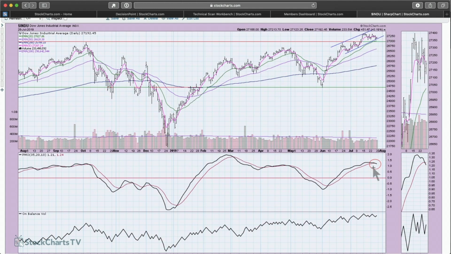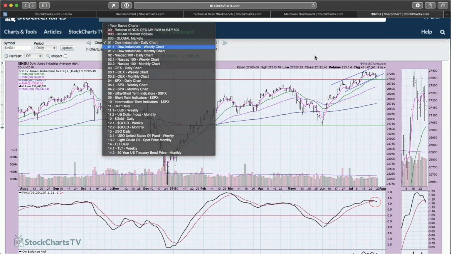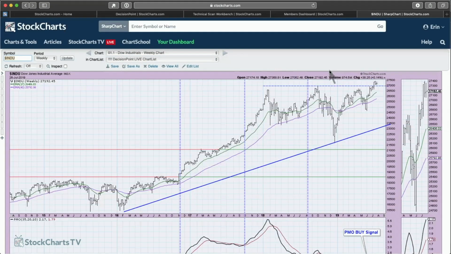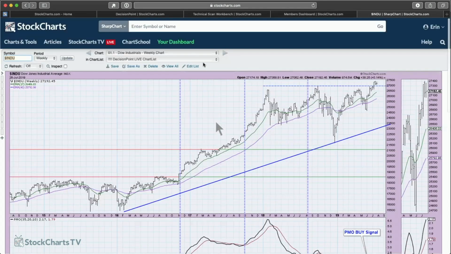However, we do have a new PMO sell signal on the Dow. So that's something we're going to have to keep an eye on. But to me, it's hinting at the fact that we're probably going to have to deal with some price decline. You can see all-time highs that were made this month. PMO buy signal still intact, moving up.